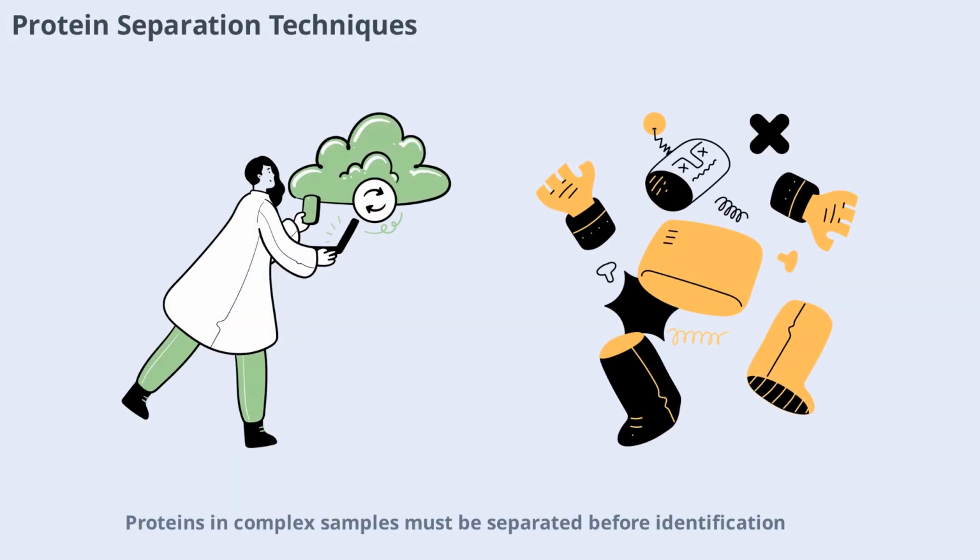Proteins in complex samples must be separated before identification. Techniques such as gel electrophoresis and liquid chromatography are commonly used for this purpose. Gel electrophoresis separates proteins based on size and charge, while chromatography separates them based on chemical properties. These methods help reduce sample complexity, making it easier to identify individual proteins.